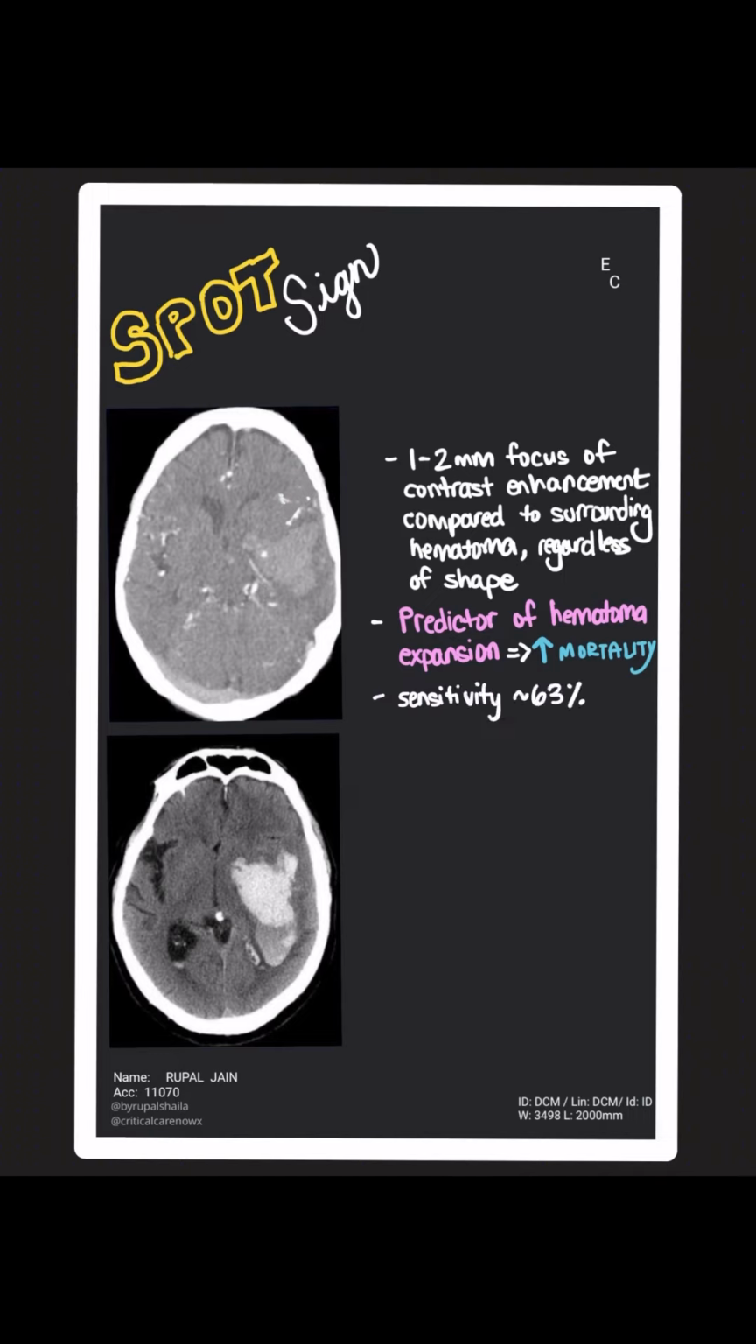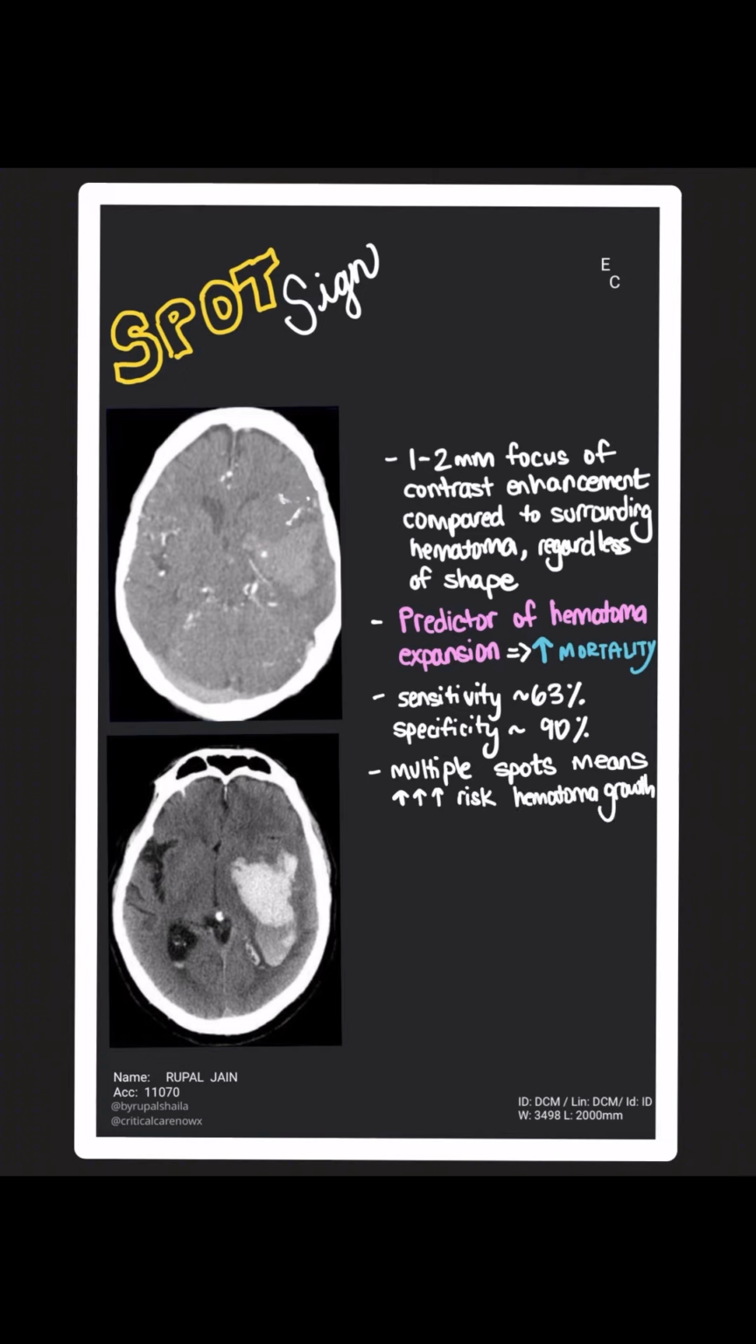The sensitivity of the spot sign, by the way, for hematoma expansion is only 63%, and therefore I don't want you to think that every time you see a spot sign that it necessarily means active bleeding. The specificity of the spot sign for hematoma expansion is around 90%, and multiple spot signs means even a higher risk of hematoma growth.